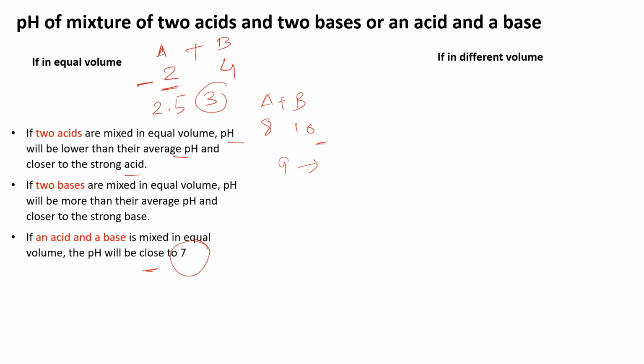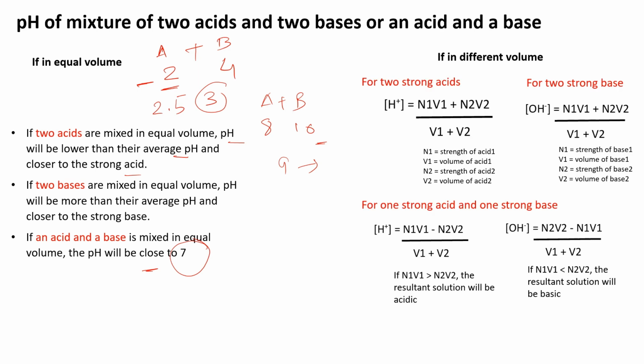Next, if they are mixed in different concentrations, then we have to apply a formula. For two strong acids, the formula is H plus equals N1V1 plus N2V2 divided by V1 plus V2, where N1 and N2 are the strengths of acid 1 and acid 2, and V1 and V2 are the volumes of acid 1 and acid 2. Similarly, for two bases, the formula is again the same: OH minus equals N1V1 plus N2V2 upon V1 plus V2.